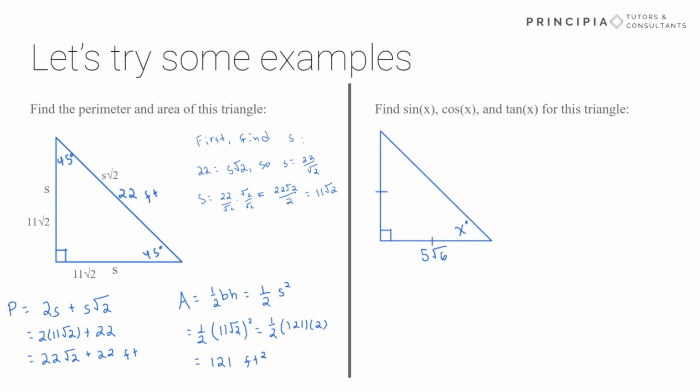All right, for this next one, I've not defined where all the s's and s root 2's are, but you can use the previous example to help you with it. Now I want you to find the sine, cosine, and tangent for angle x for this triangle. So go ahead, pause the video, take a few seconds to try it on your own, and then we'll work through it together.